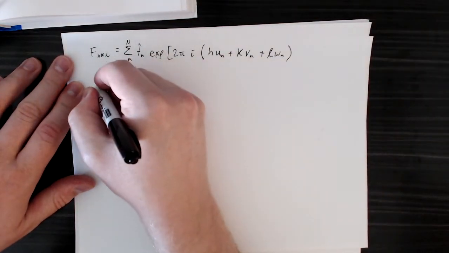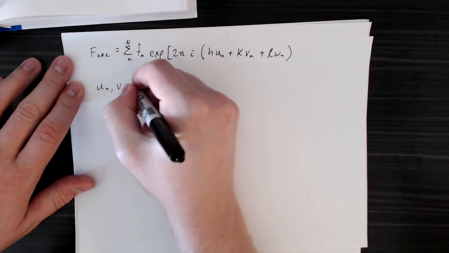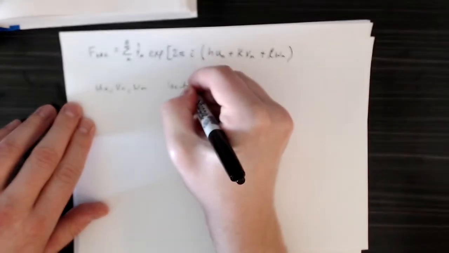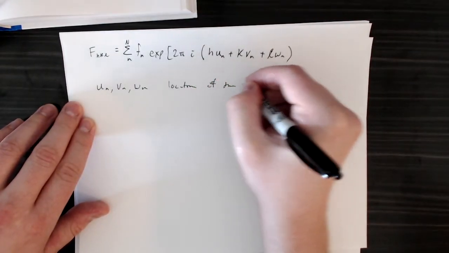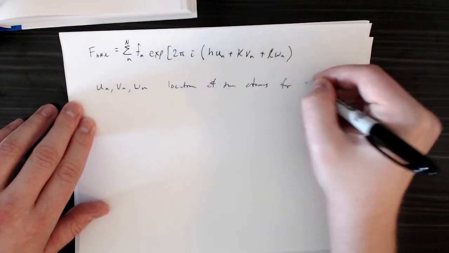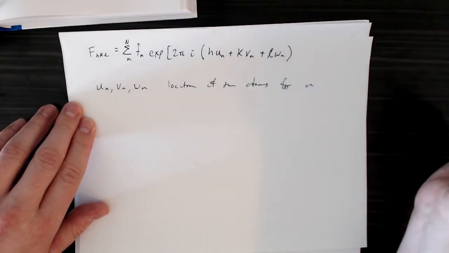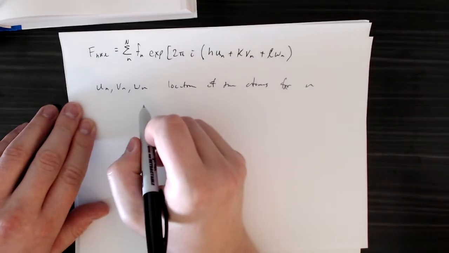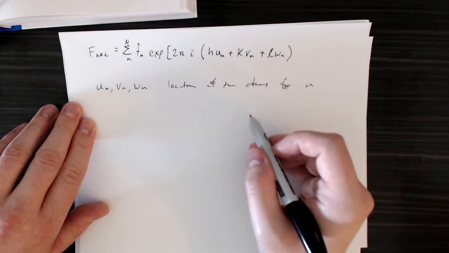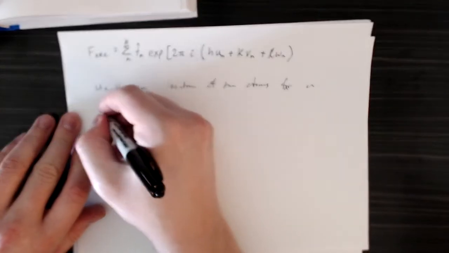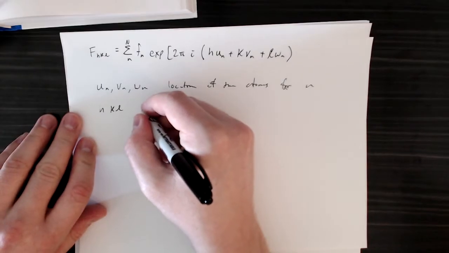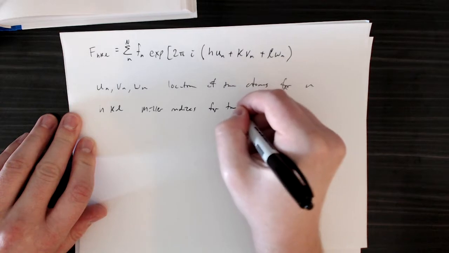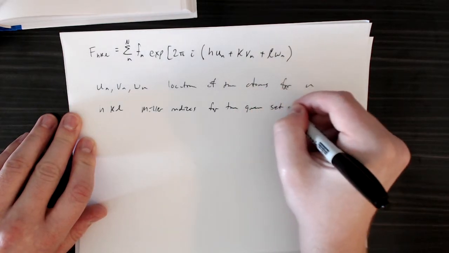So the coordinates u_n, v_n, w_n are the location of the n atom. That's why we have a summation, because we could potentially have multiple atoms in one unit cell. And then the hkl are obviously the Miller indices for the given set of planes.